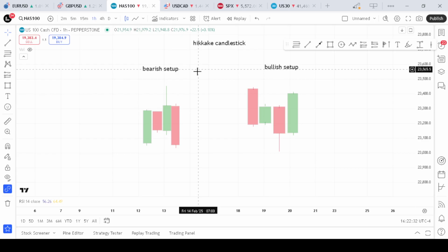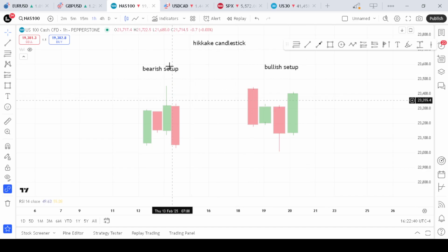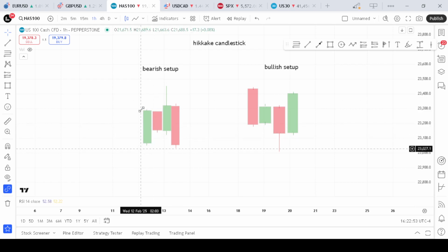Now let's see the key components of the Hikkake candlestick pattern. We look at the bearish setup and the bullish setup. We start by noticing that there is an inside bar formation. This pattern begins with an inside bar, where a candlestick has a small range. This bearish candle is the small range candle that is completely engulfed in the previous candle, meaning this red candle was completely engulfed in this bullish candle, creating an inside bar pattern. This signals temporary consolidation or indecisiveness in the market.